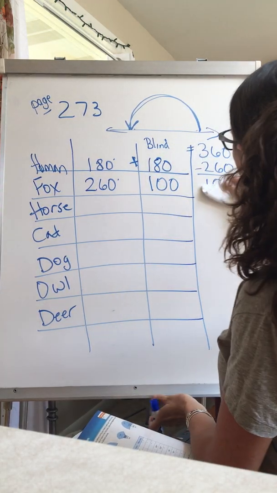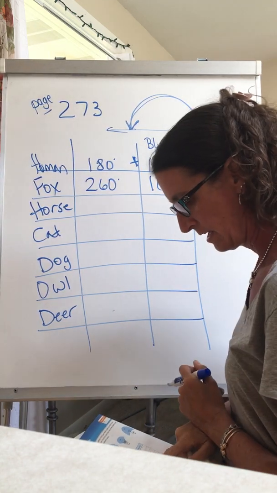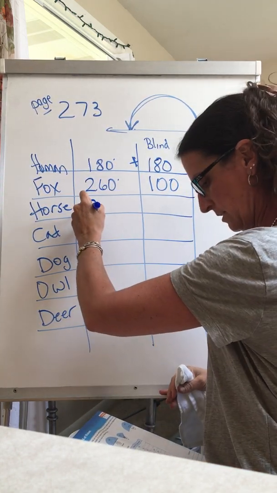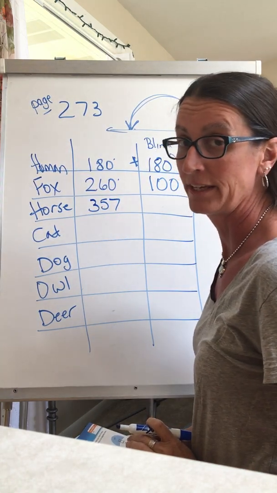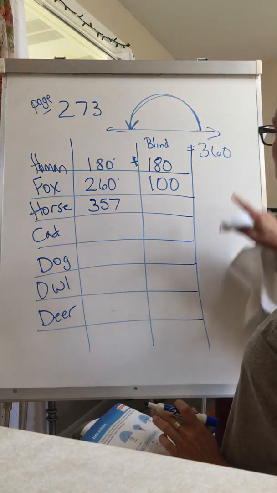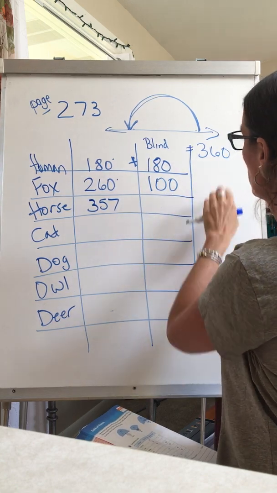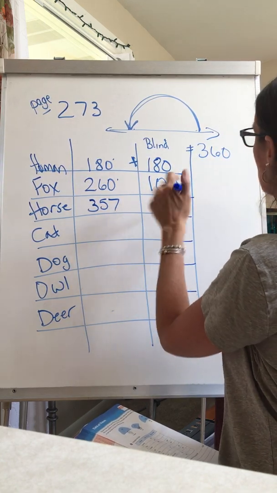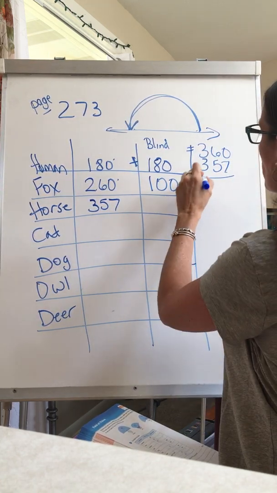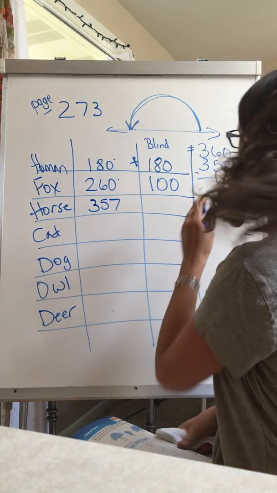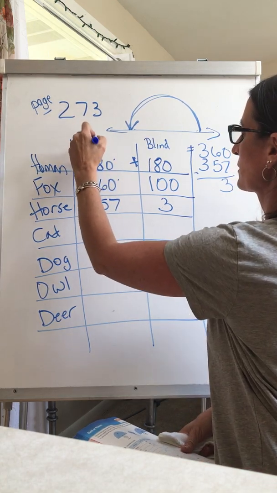For the horse, oh my goodness, wow, they have got some great vision. Not much blind spot. If a horse has a field of vision of 357, they can pretty much see almost everything, because their field of vision plus their blind spot equals 360. So what is 360 minus that field of vision? And you'll see that that horse has a very, very small blind spot of only 3. Okay, and sorry, I'll title this one.